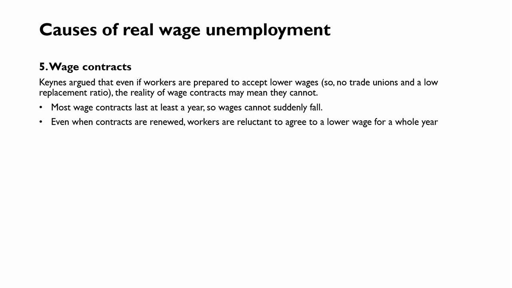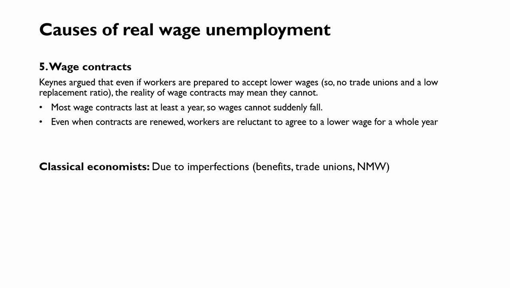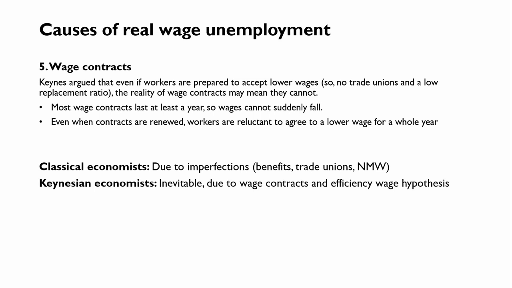As a result, Keynesian economists argue that labour markets don't tend to adjust. Wages are sticky, they don't adjust downwards. Both classical economists and Keynesian economists would argue that real wage unemployment exists. Unemployment in a recession in particular exists when wages don't adjust downwards.